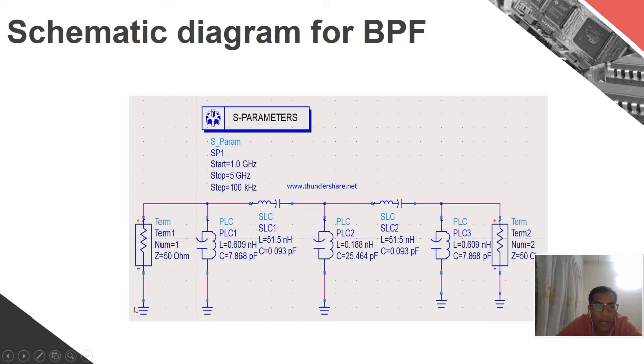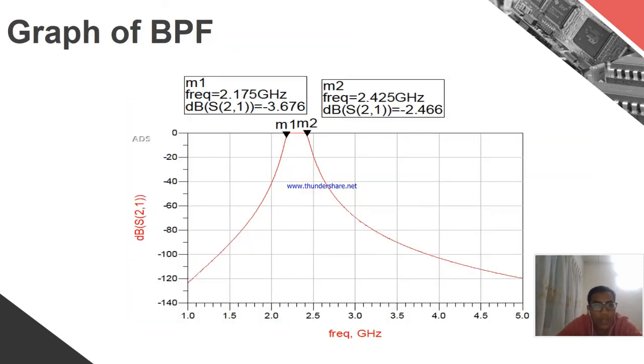So this is my prototype for the band pass filter. As you can see, this is a shunt capacitor, and this one is a series inductor. There are a total of 5 elements in this circuit. I'm using Advanced Design System, and we can plot the graph. Basically this is the lower cut-off frequency M1, and M2 is the upper cut-off frequency.